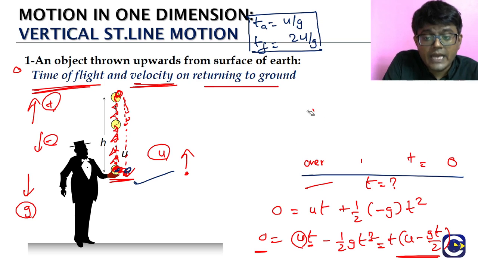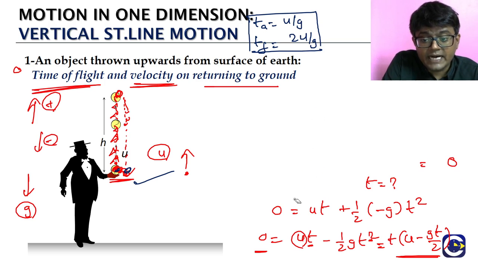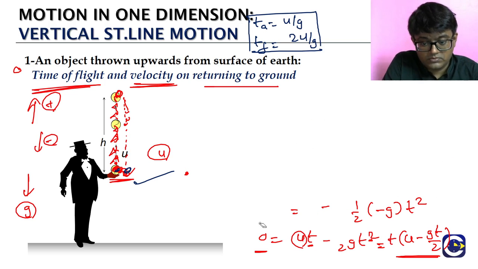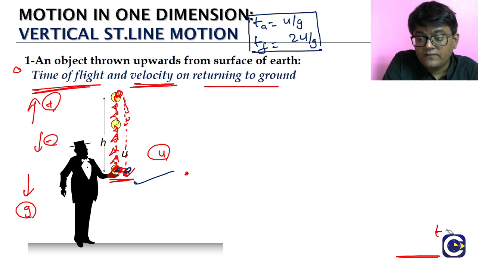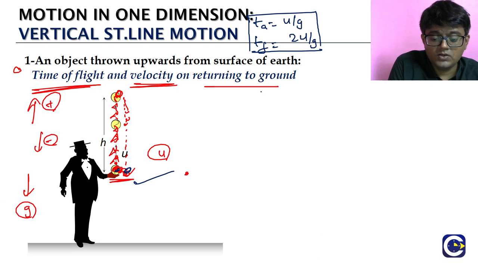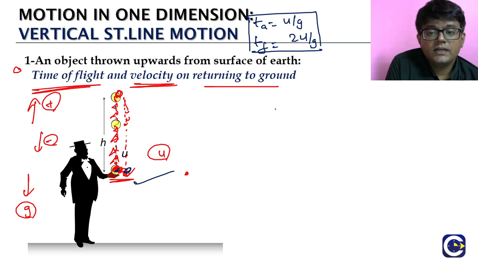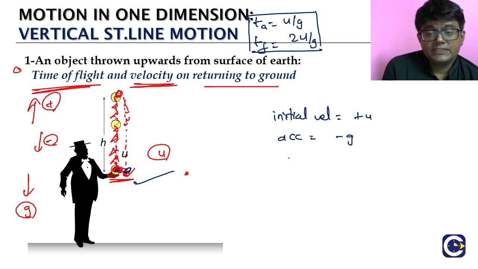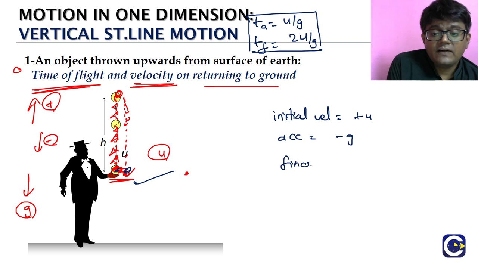Okay. Now we also need to find the other part. What is the other part? The velocity on returning to the ground. What is it we need to find? We have to find the velocity on returning to the ground. Okay. So for that we'll again look at the given parameters of motion. So initial velocity is what? Plus u. Acceleration is what? Minus g. We want to find the final velocity v. What is it? We have to find.